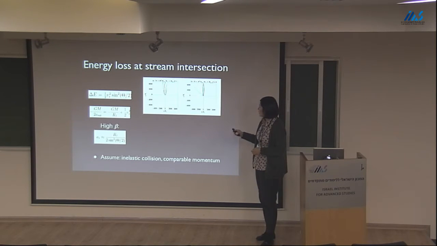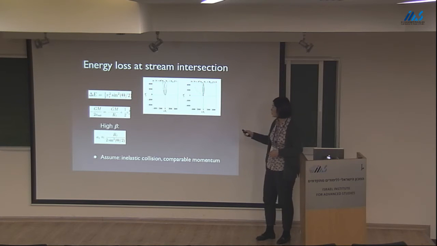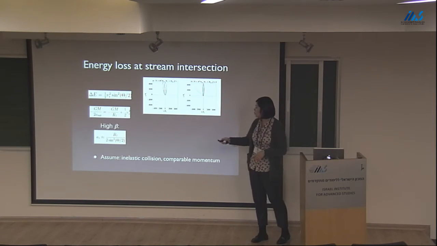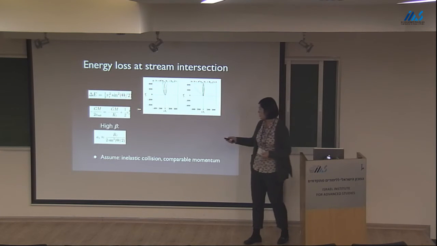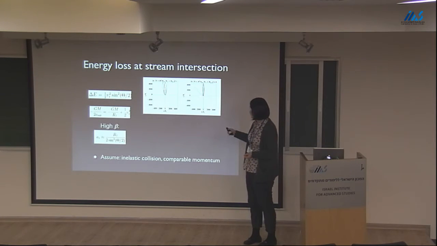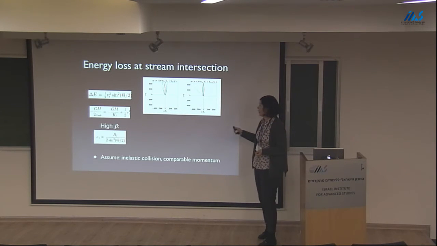And also we can calculate the collision speed of the tidal streams from where the intersection radius is. For hybrid encounters, they intersect much closer, so the speed here is higher. That's why the energy loss here is much bigger than here.